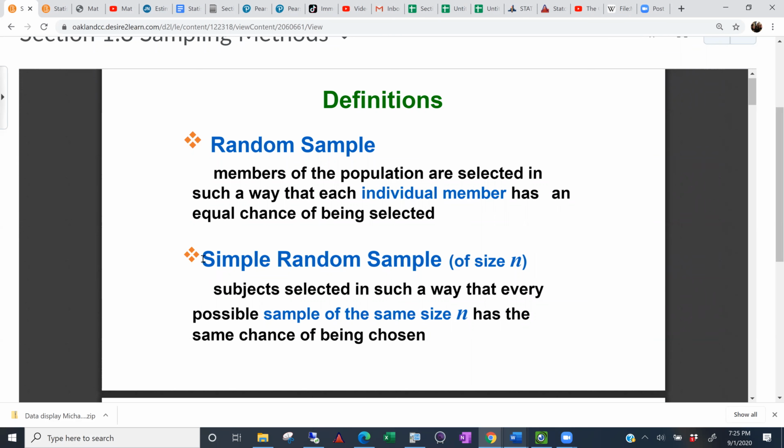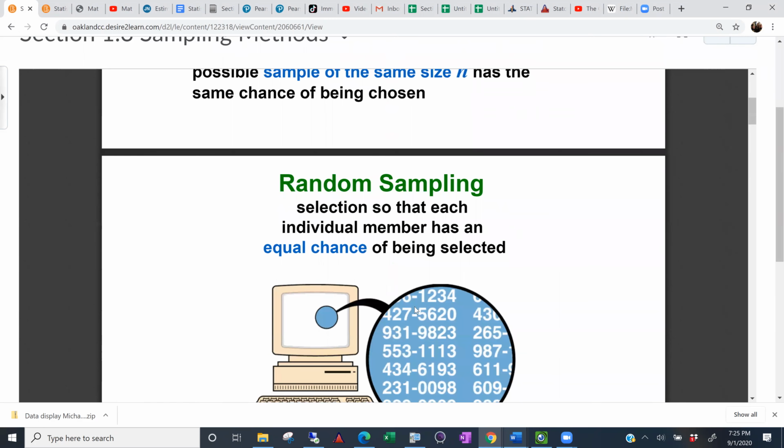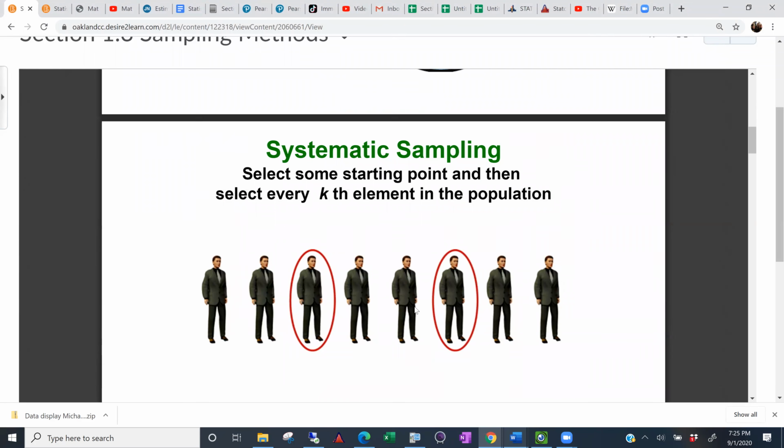Now, if you can't meet that standard, maybe you'll still meet this other standard, a random sample. The only requirement for a random sample is that each individual member has an equal chance of being selected to be in your survey. That's not as strong as saying every group of the same size has an equal chance of being chosen. That's a much stronger condition. And to highlight that difference, let's look at systematic sampling.